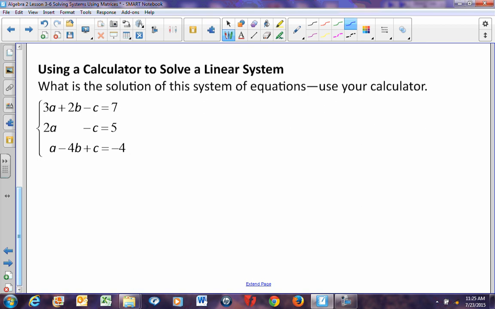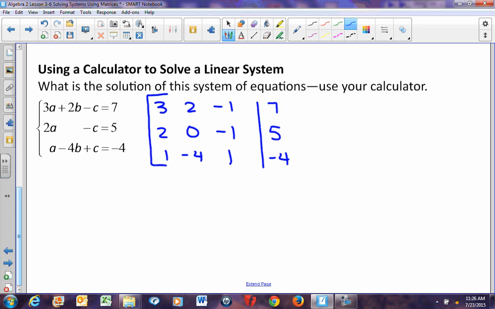So the first thing we're going to do is use a calculator to do this. First, we're going to write the matrix. So here we have 3, 2, -1, 7, and then we have 2, 0, -1, 5, and the third row is 1, -4, 1, -4. So there's our matrix. The next thing we have to do is put this into our calculator.